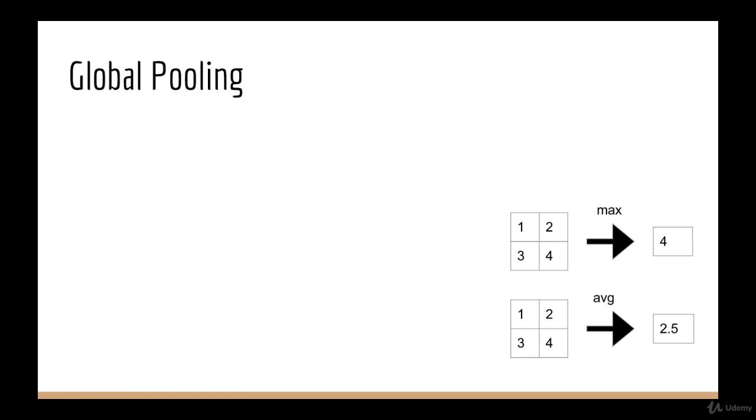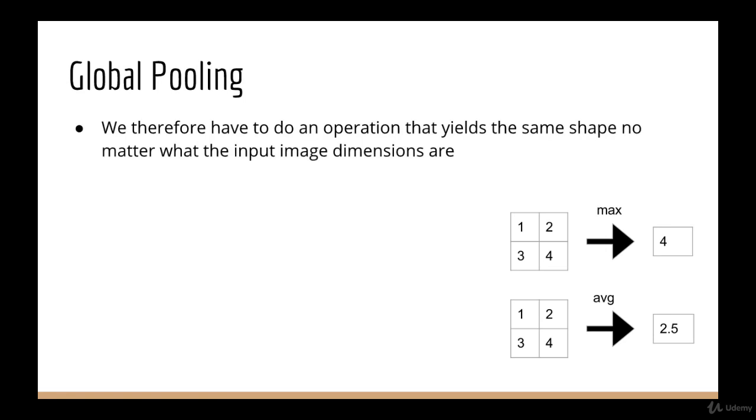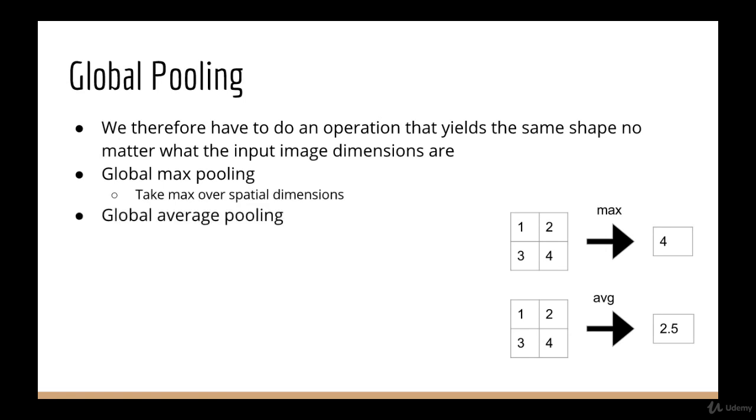The solution to this then is to use an operation that yields the same result no matter how tall or wide the image is. We call this global pooling. There are 2 variants, global max pooling and global average pooling. Both behave analogously to their non-global versions.